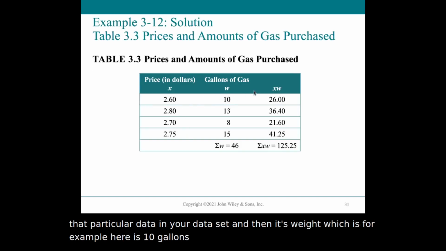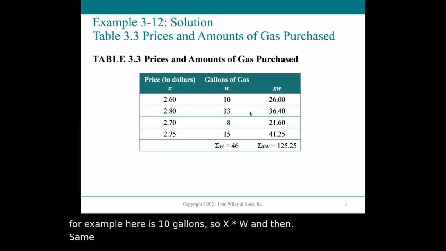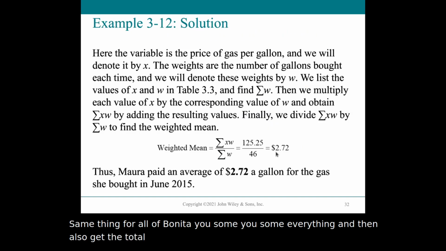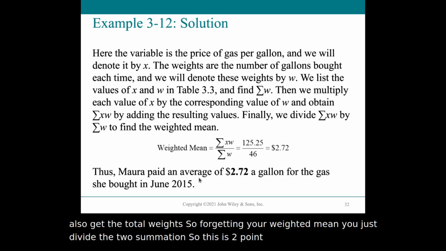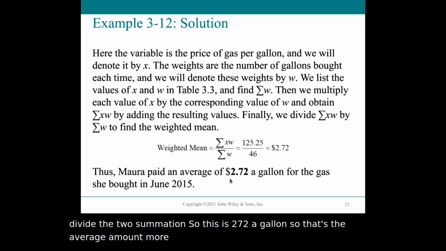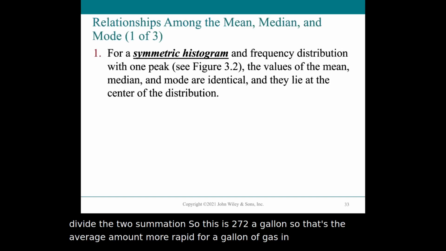So X times W, and then the same for all of the data. You sum everything, and also get the total weights. So for getting your weighted mean, you just divide the two summations. So this is 2.72 a gallon. That's the average amount Maura paid for a gallon of gas in 2015.